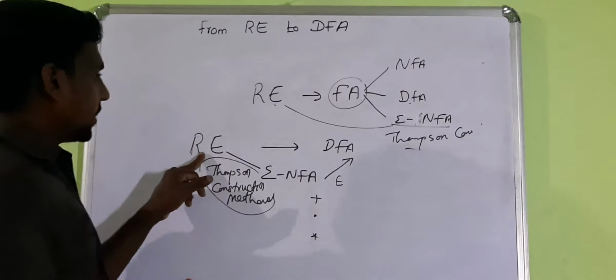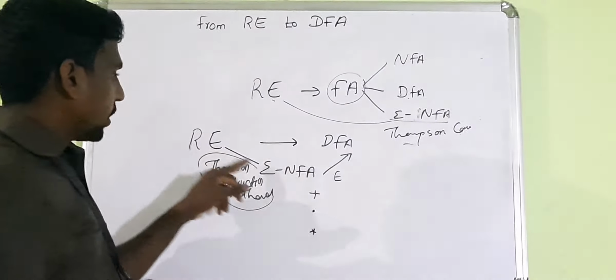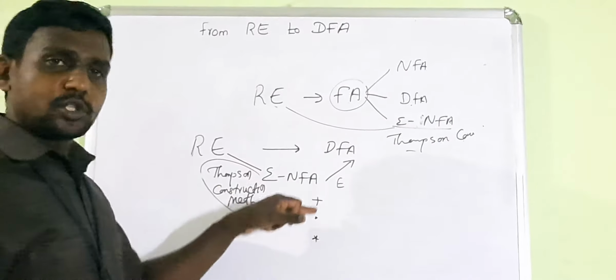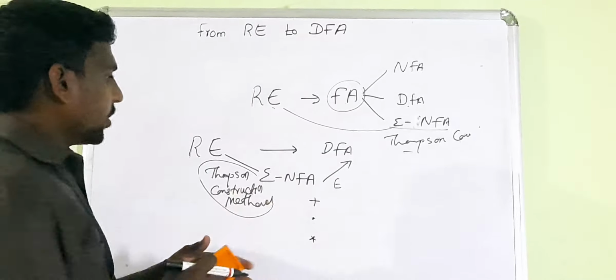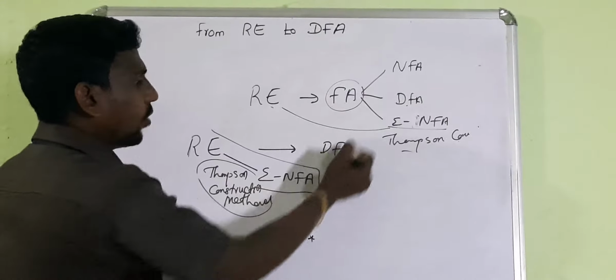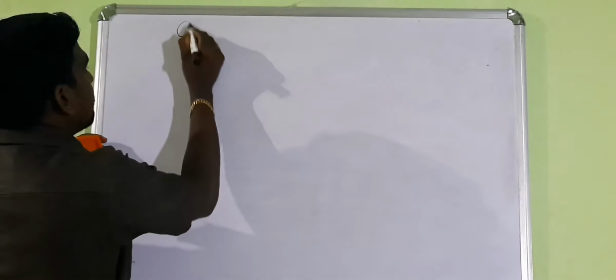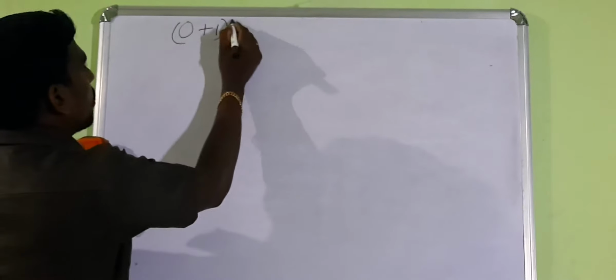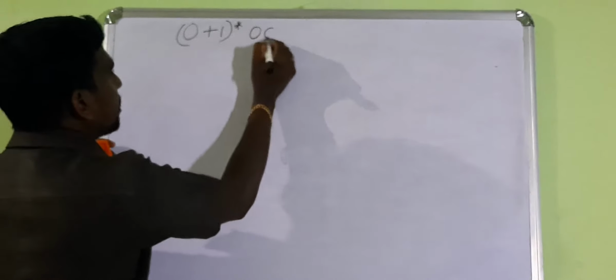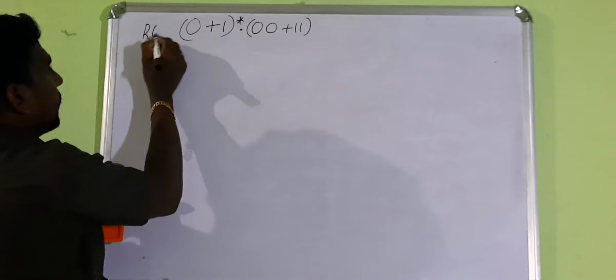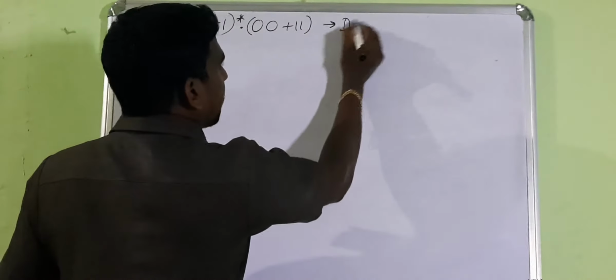So remember, for regular expression to DFA, first you construct the epsilon NFA, then epsilon NFA to DFA. If they ask regular expression to finite automata or epsilon NFA, you can stop with this; no need to go for DFA. Clear? With one example I am going to teach you regular expression to DFA: (0+1)* 0 0 + 1 1. This is the regular expression. Convert the following regular expression into DFA.